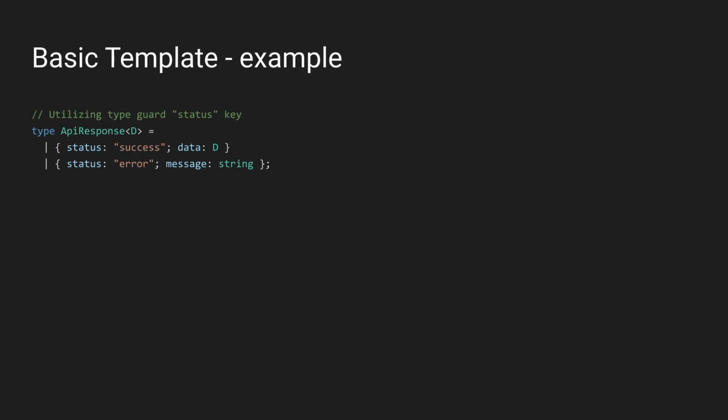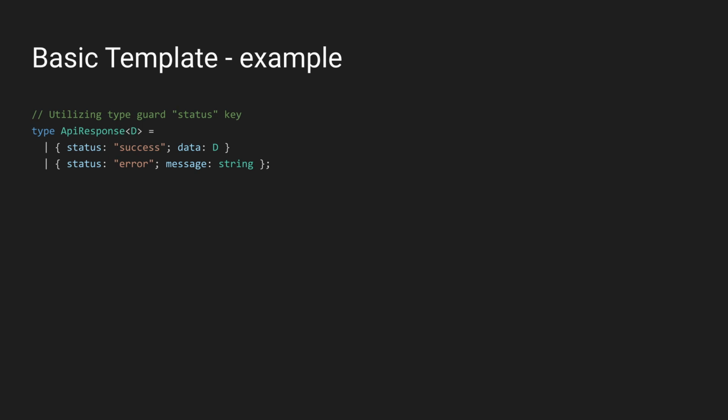We can create a reusable general type that will be specified in details for each use case. Let's consider an API response that can be either successful, returning some data, or an error with an error message. We can create a general API response shape. Notice that we are using in this example typeguard status key.